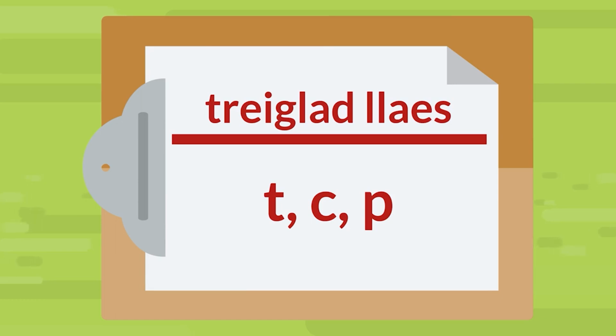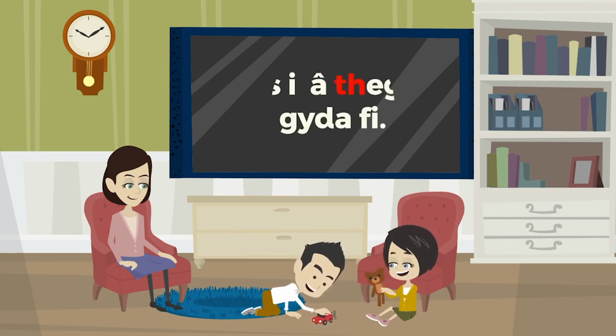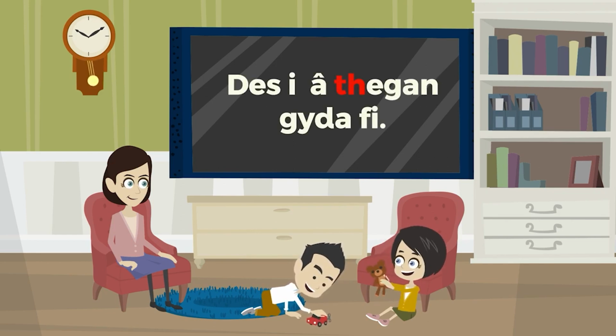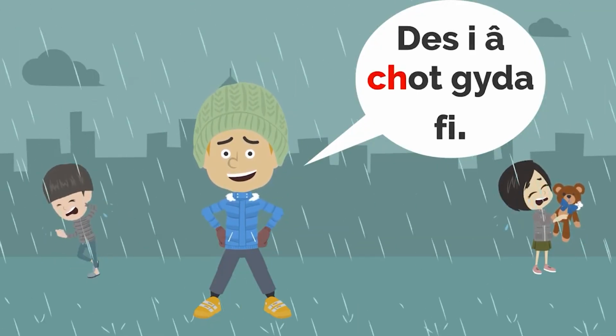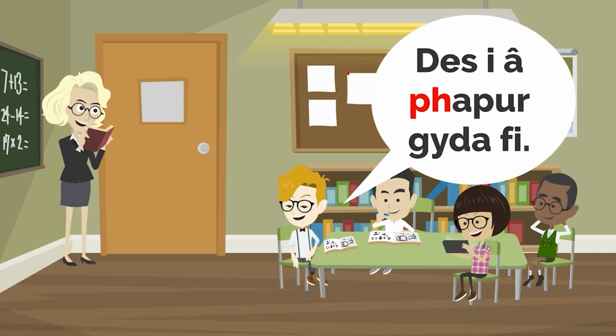Dwedwch ar fy ôl i. Des i a thegan gyda fi. Des i a chot gyda fi. Des i a phapur gyda fi. Bendigedig. Let's practice asking more questions.